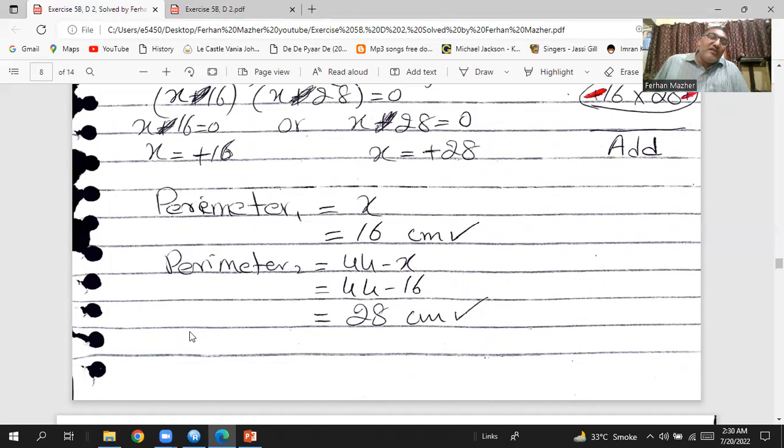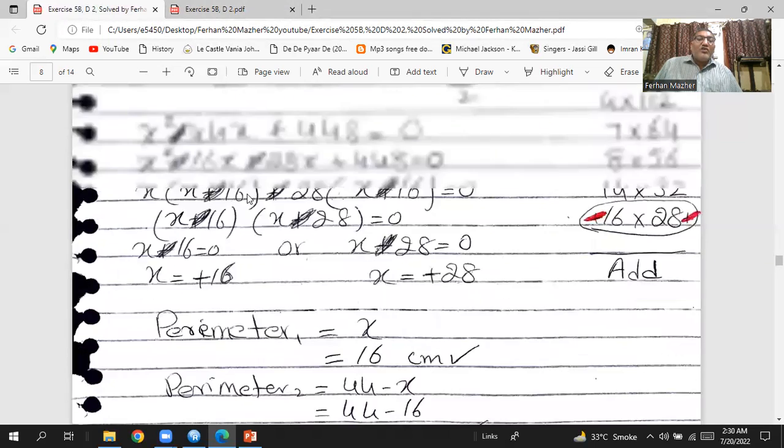You can also do this calculation by taking the x value as 28. Then the perimeter 1 will be 28, and the perimeter 2 will be 44 minus 28, and that will be 16. So you can take this value, you can take that value. It's up to you. So this is how you do this question.